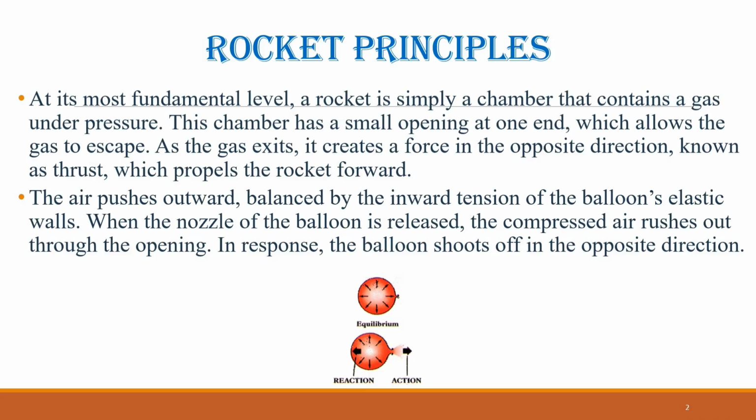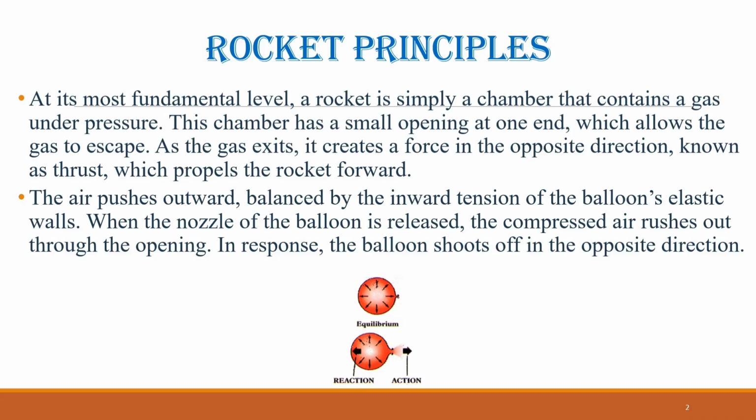The first law states that an object at rest will remain at rest, and an object in motion will continue moving in a straight line at a constant speed, unless it is acted upon by an unbalanced force. This law explains why a rocket cannot start moving on its own. It must have a force applied to overcome its inertia.